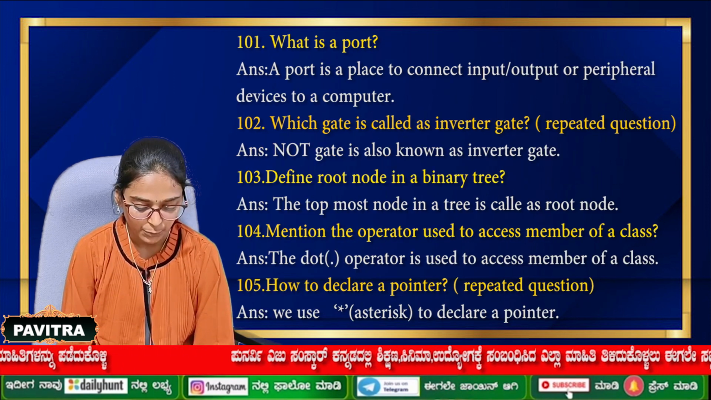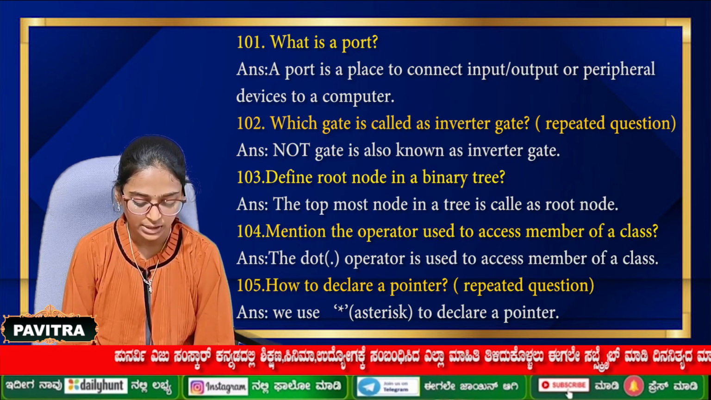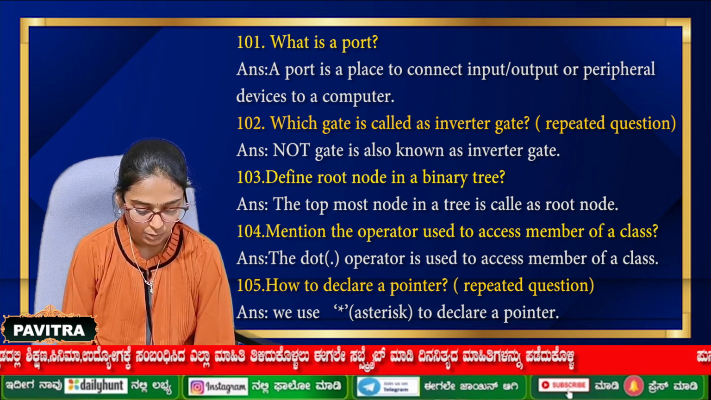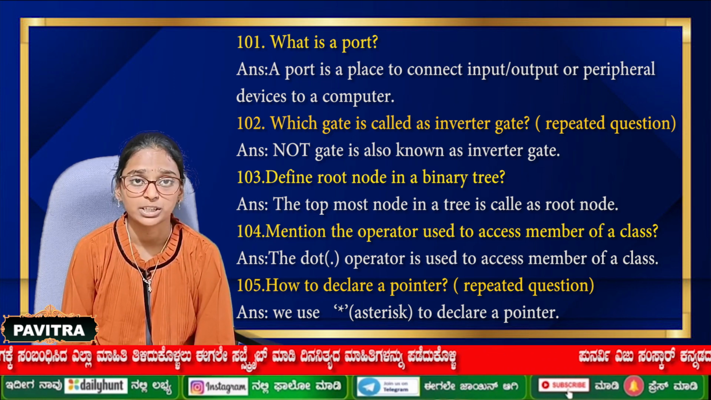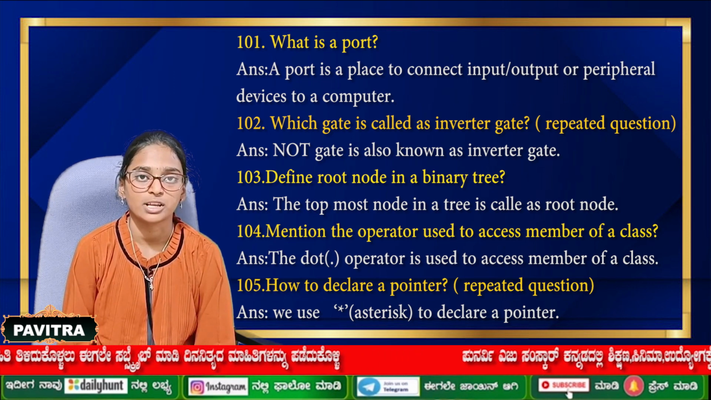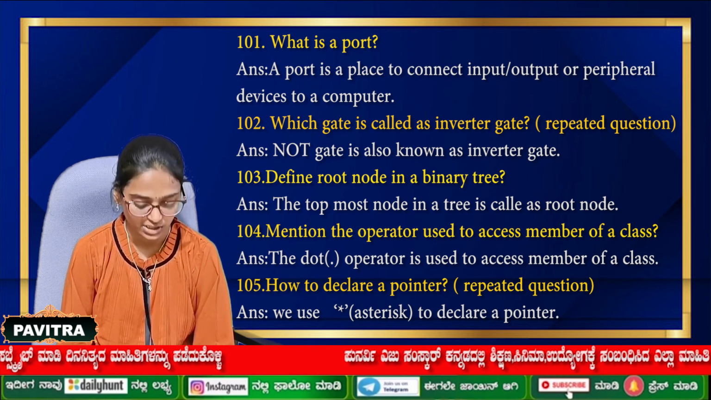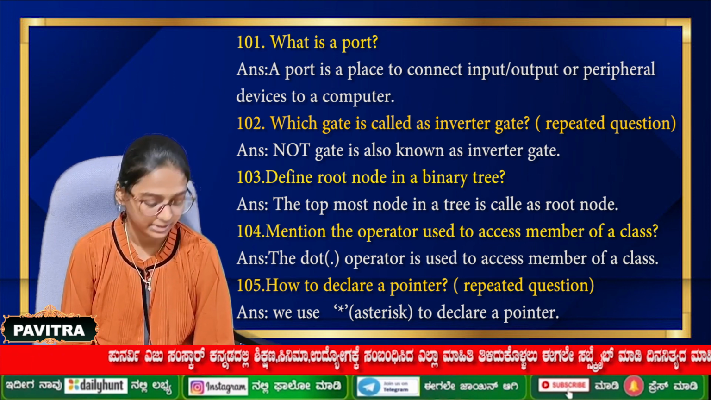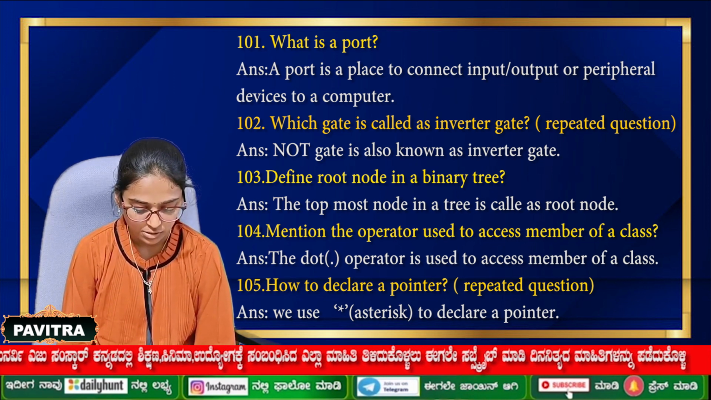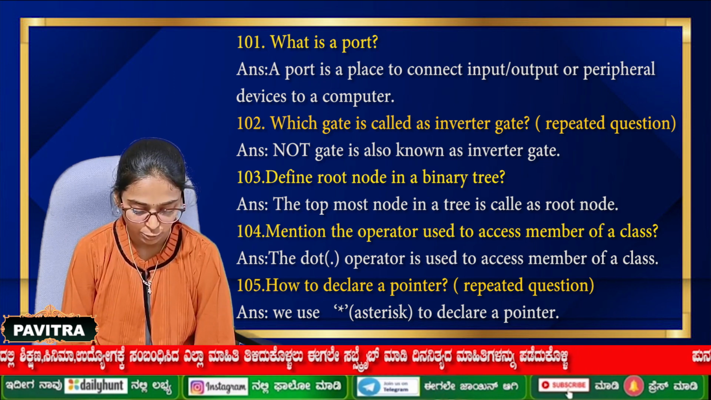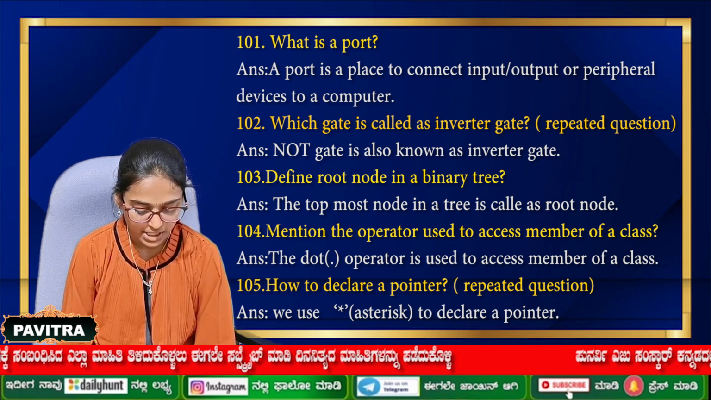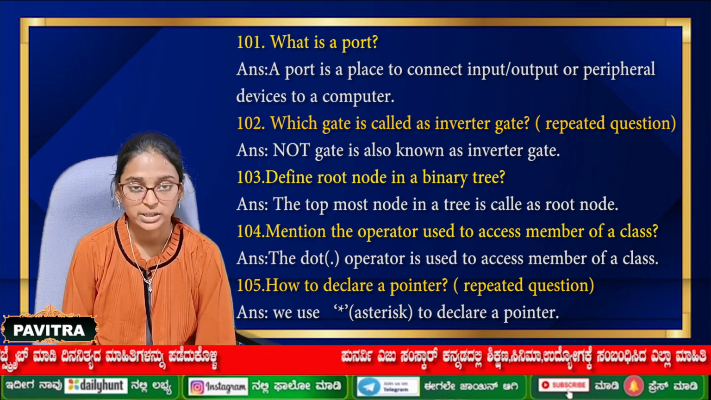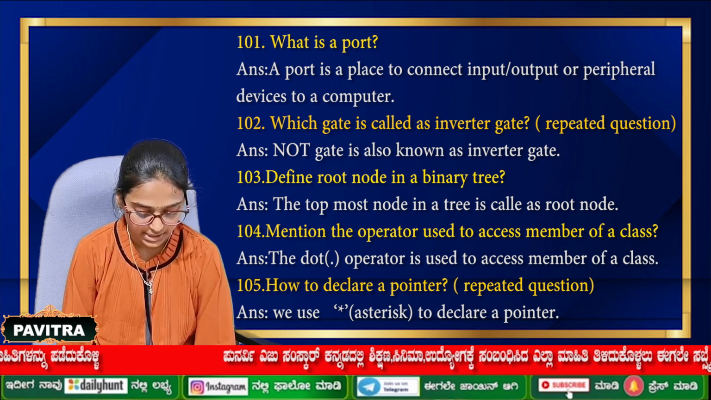101. What is a port? A port is a place to connect input or output or peripheral devices to a computer. 102. Which gate is called as inverter gate? NOT gate is also known as inverter gate. It is also a repeated question. 103. Define root node in a binary tree. The topmost node in a tree is called as root node. 104. Mention the operator used to access member of a class. The dot operator is used to access member of a class.